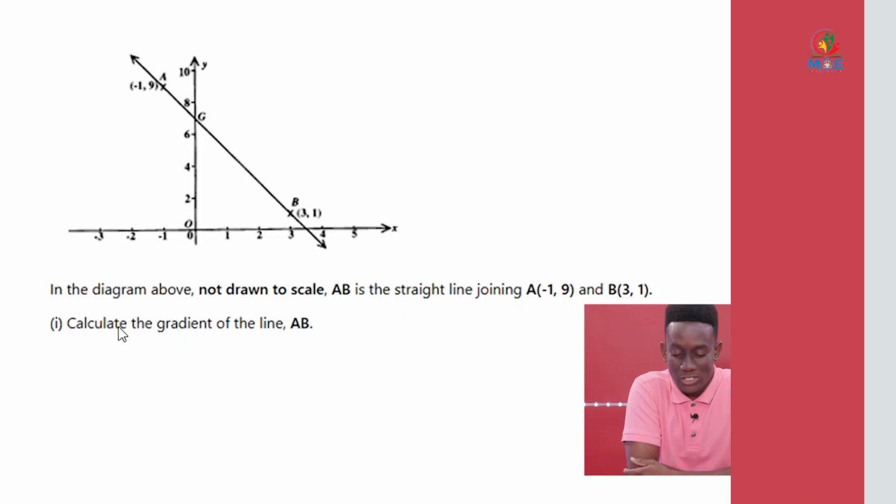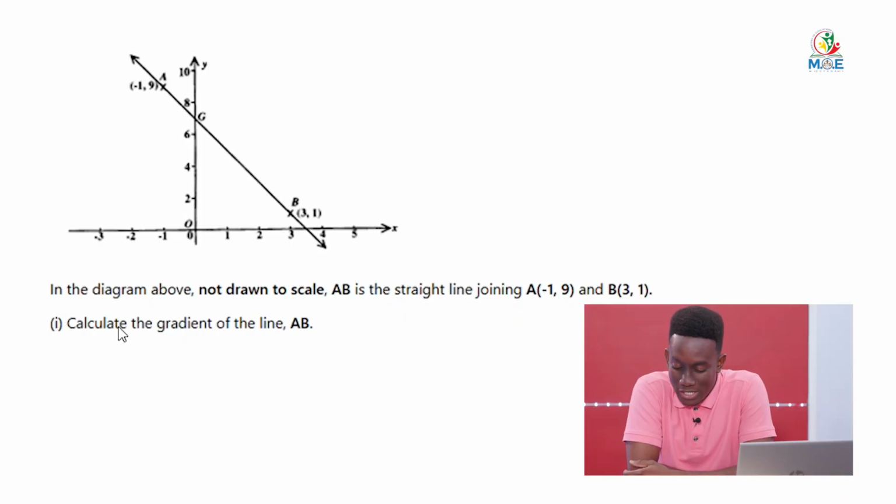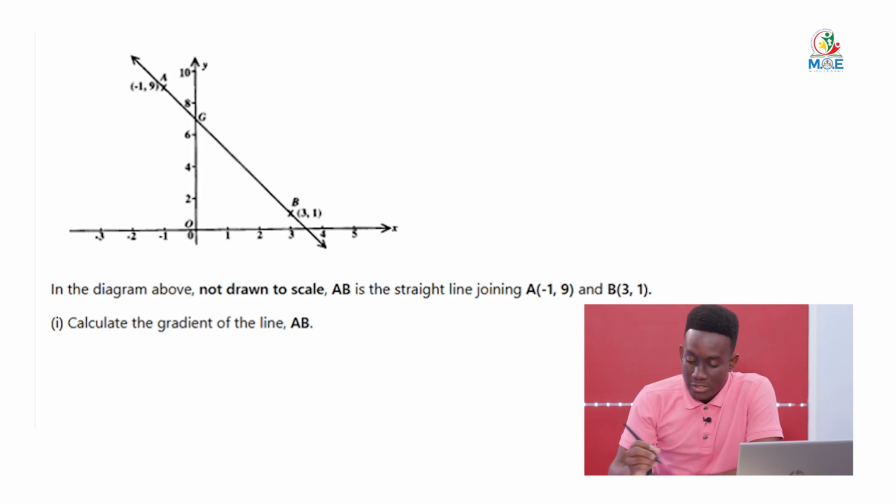In this video, we will be tackling some geometry questions. So let's head straight into the first one. This question says we have a diagram. In the diagram above, not drawn to scale, AB is the line joining A, which is (-1, 9), and B, which is (3, 1). They want us to calculate the gradient of AB.